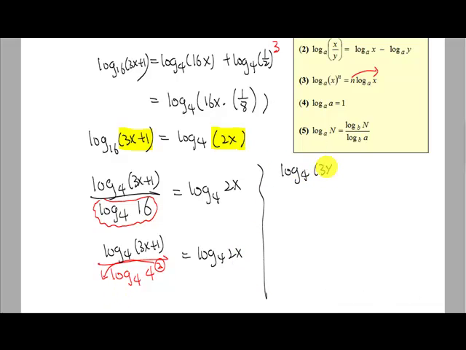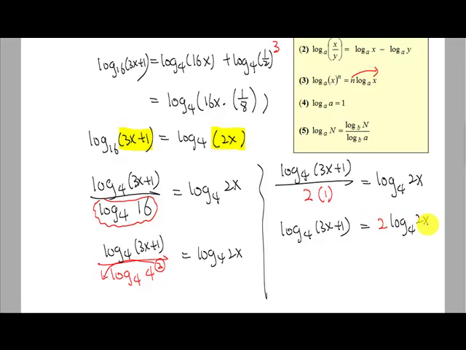So 3x plus 1 divided by this expression will give us a value of 2, because when you bring down the value here, it will be a 2 here. Log 4 will give you a value of 1. So 2 multiplied by 1 is equal to log base 4 of 2x. So I'm going to bring the 2 over. You have a 2 log base 4 of 2x.